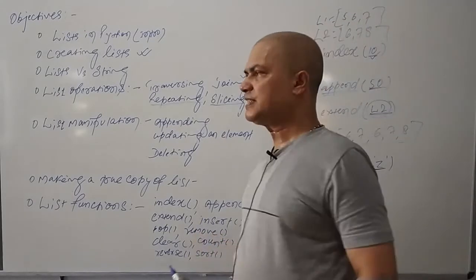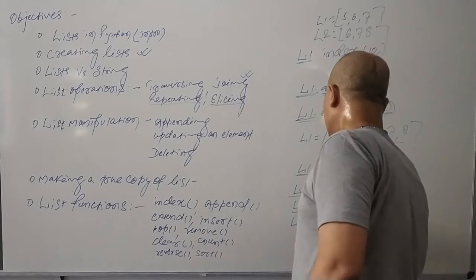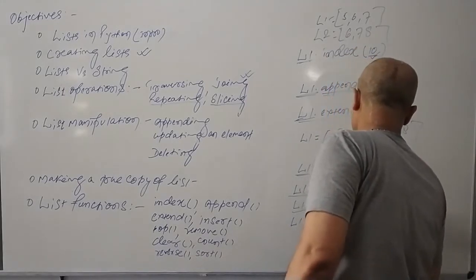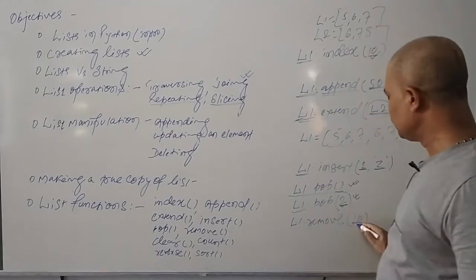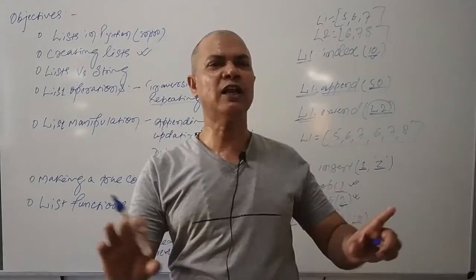Now the remove method simply removes an element from the list. So you have to say L1.remove. Inside the brackets you just put the element name and it will remove that element from the list L1. The clear method simply clears all elements from the list.